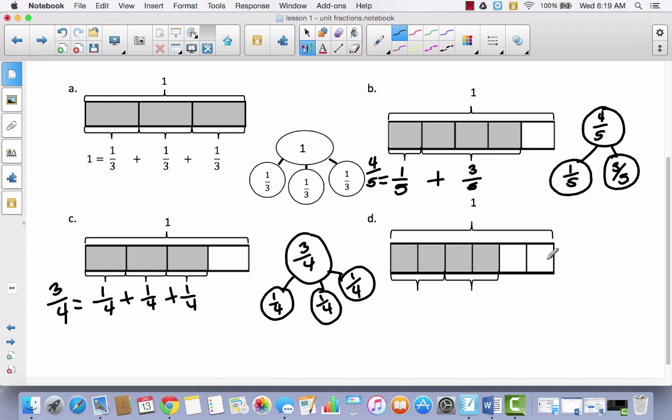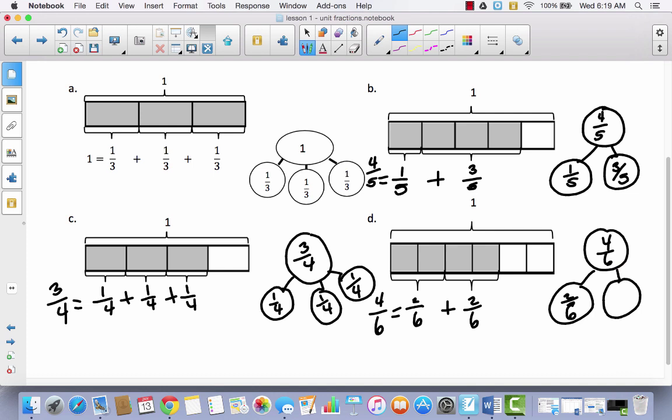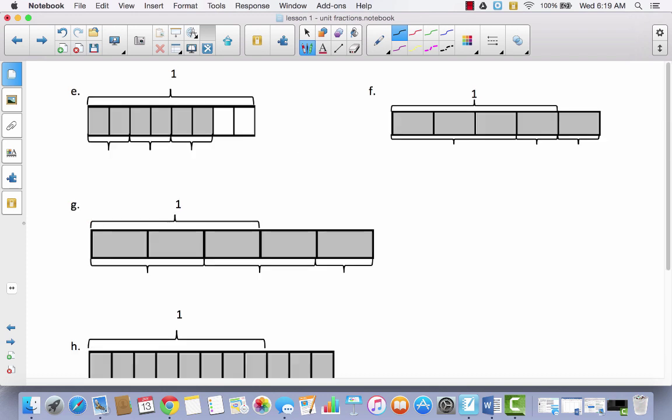Okay, so when I count, I see that these are equal to 6s. But they have 2 together. So this would be 2/6, and then this would be 2/6. Altogether, I have 4/6, which is equal to 2/6 plus 2/6. And then my number bond would look like this: 4/6, and then I'm going to decompose this into 2/6, whoops, 2/6, and 2/6. All right, let's go to the next one.